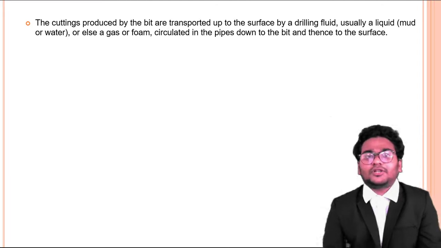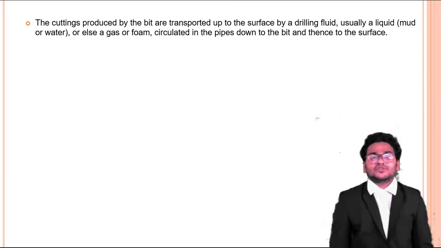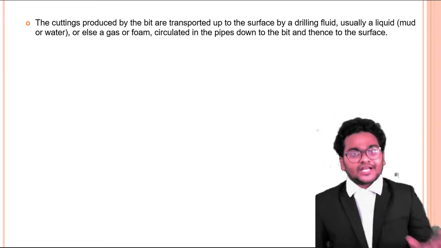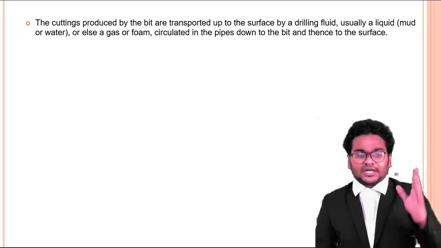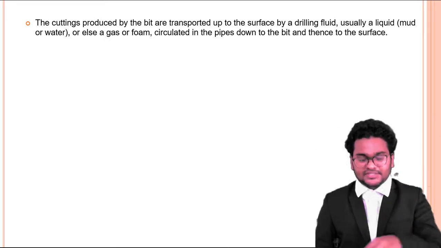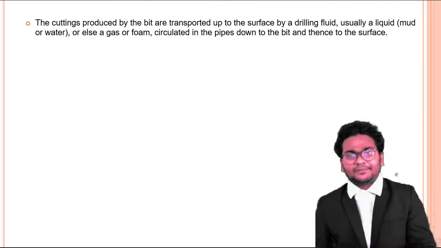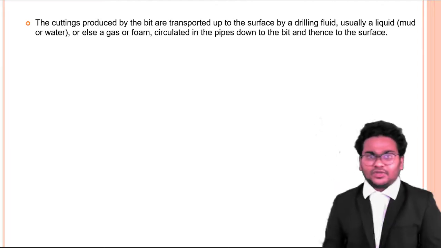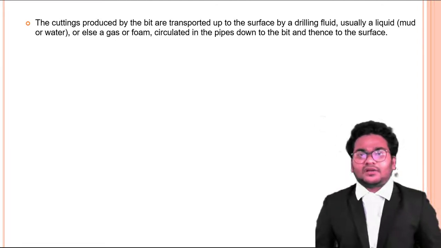So what about the drill fluid? What is the drill fluid? It has to have the properties such that it can take out the drill cuttings which are produced at the drill bit position, from the bottom to the top of the surface. So this is what the drilling fluid has to do.